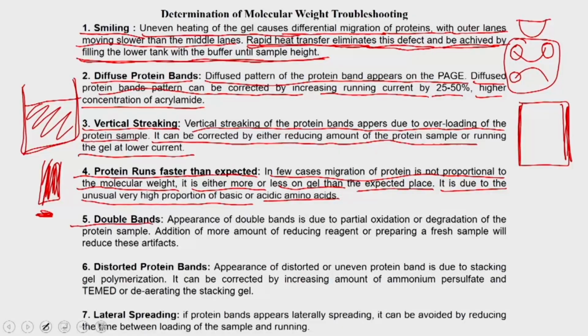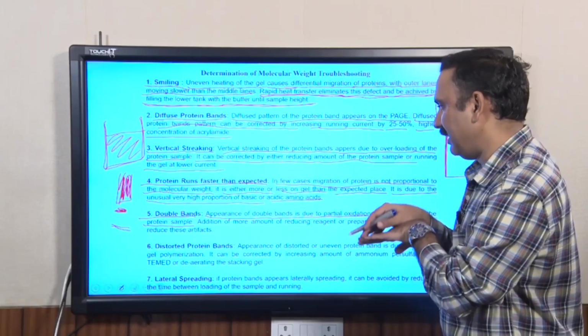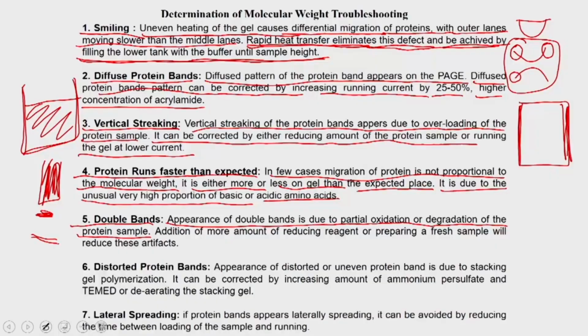Then you have the double bands. The appearance of a double band is due to the partial oxidation or degradation of your protein. Sometimes you see two bands appearing very close to each other, and these are called double bands. How do you correct that? You can add a larger amount of reducing reagent or prepare a fresh sample to reduce these double band artifacts.